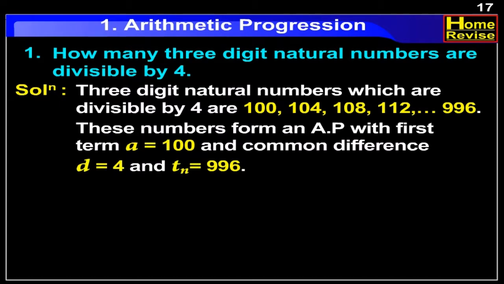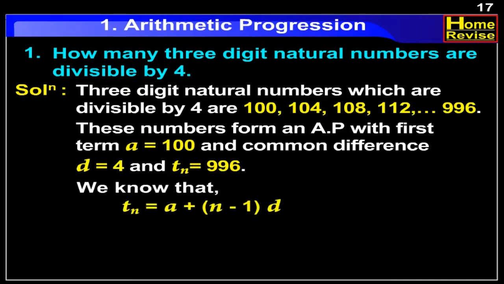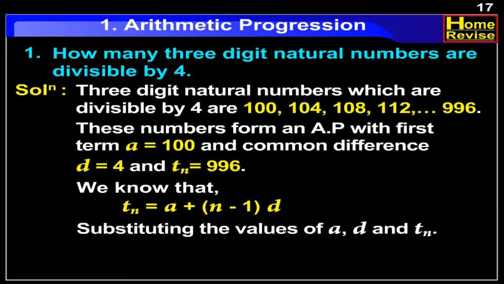These numbers form an arithmetic progression with first term A equal to 100, common difference D equal to 4, and Tn equal to 996. Now we know that Tn is equal to A plus n minus 1 into D. Substituting the values of A, D and Tn, we have 996 is equal to 100 plus n minus 1 into 4.